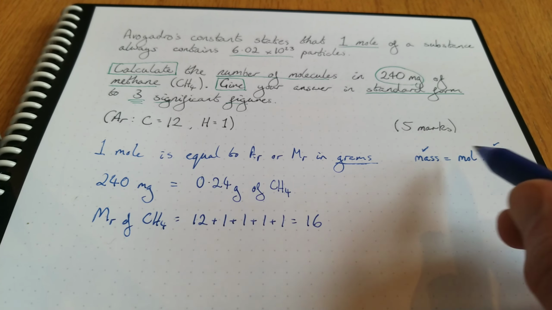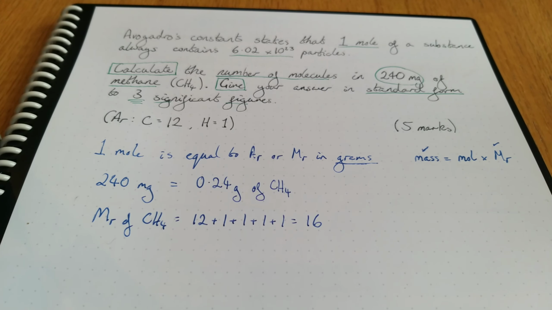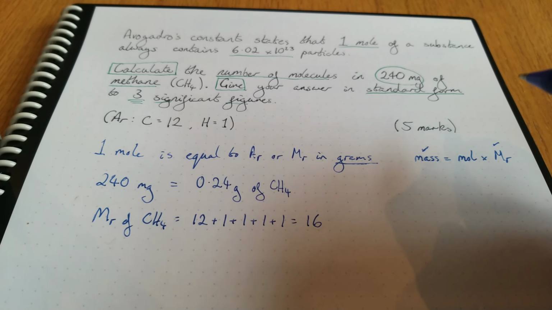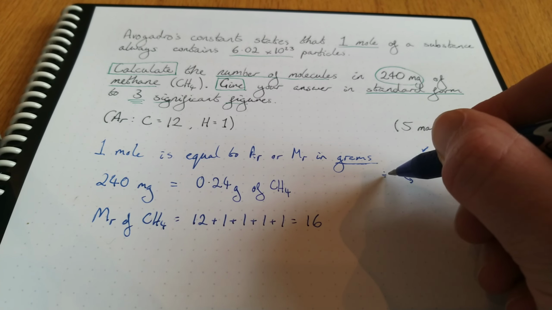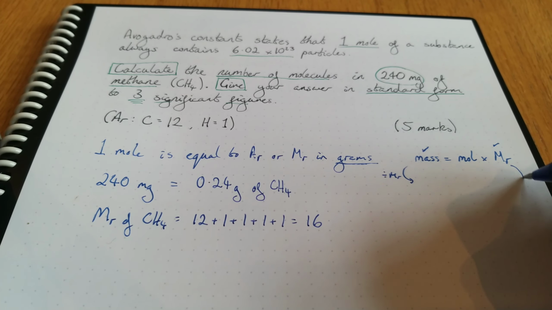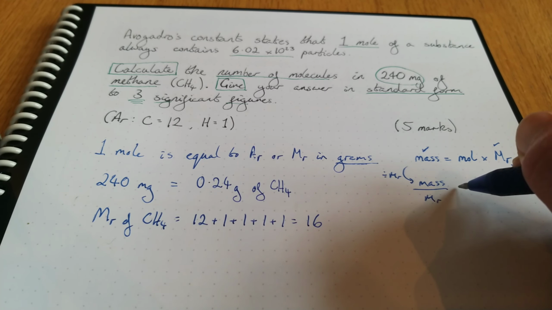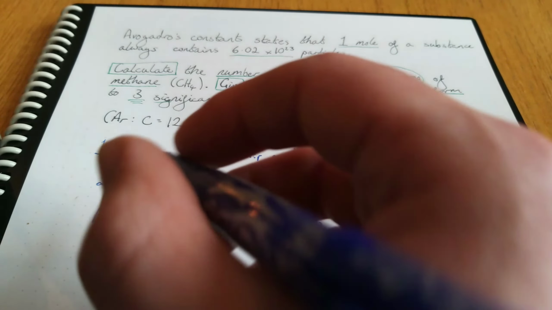And because we now know the mass and the MR, we need to rearrange this equation in order to work out the moles. So just to remind you a little bit of maths here. We want to get the number of moles by itself, so we need to divide both sides by the MR. And that gives us mass divided by MR equals the number of moles. Okay, so we can now do that calculation.